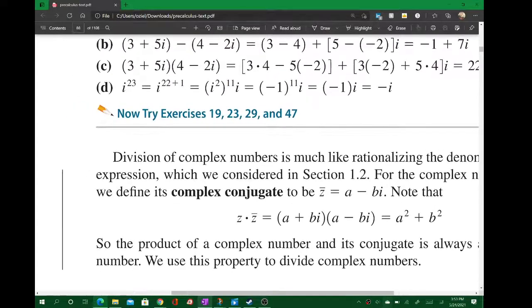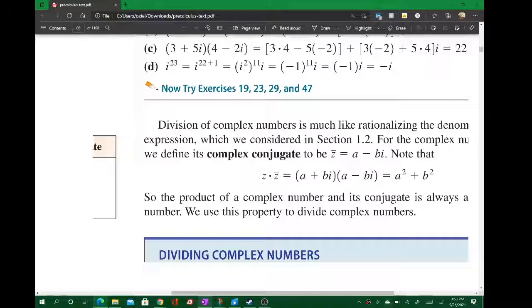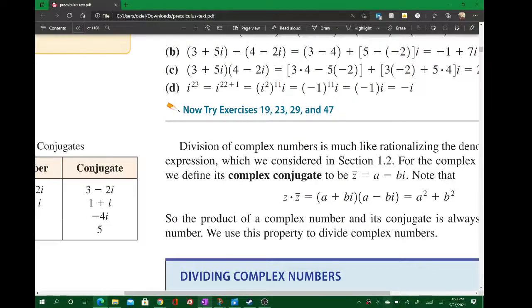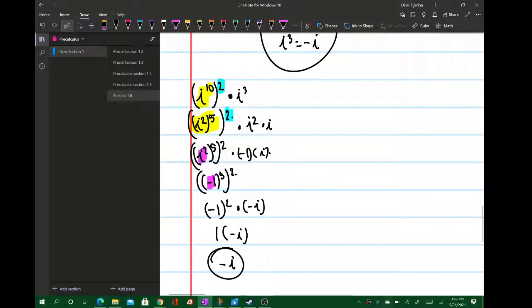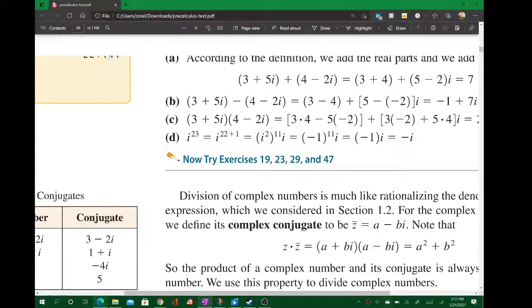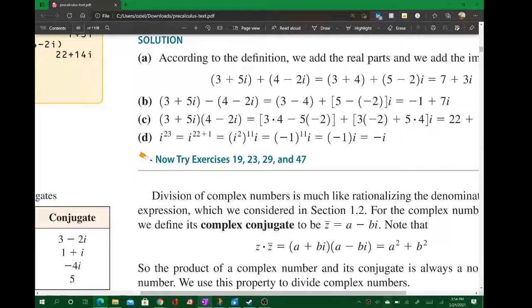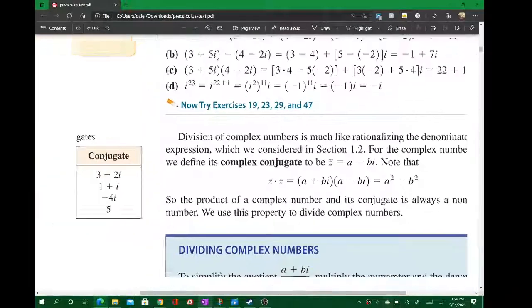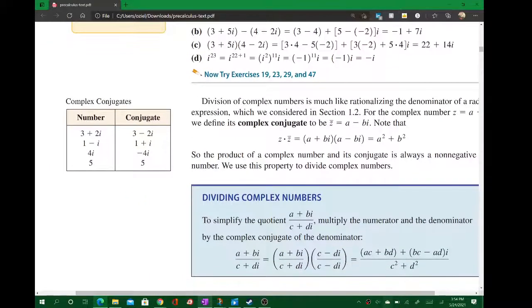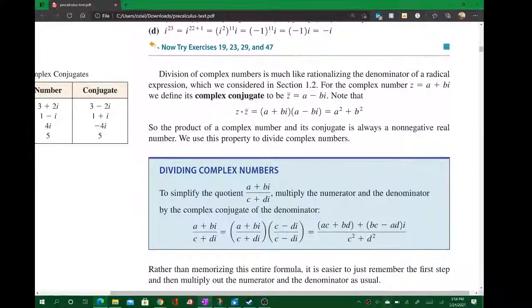And as you can see, yes, they got negative i. It doesn't matter how you do it, but that's one way to do it. That's usually how I do it, but you can do it any way you want. This is how they did it. They just said this is i to the 22 plus 1, so then they said, oh, it's i squared to the 11th times i, and then they said negative 1 to the 11th times i. So negative 1 to the 11th is negative 1, and then times i, so then they said negative i, right?